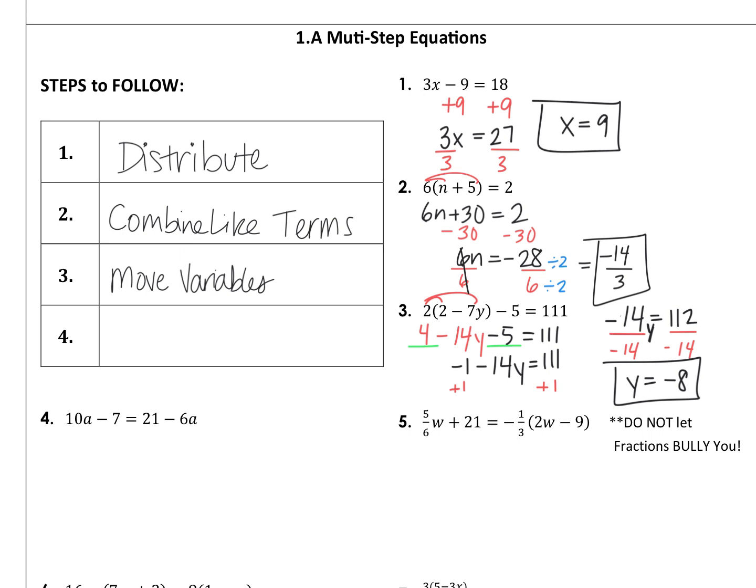Should I have written smaller? I should have written smaller. Oh well. Okay, move your variables to one side, and then the last thing you need to do is solve. At this point, it should be a 2-step equation, right?